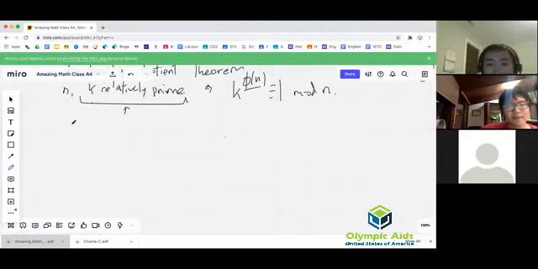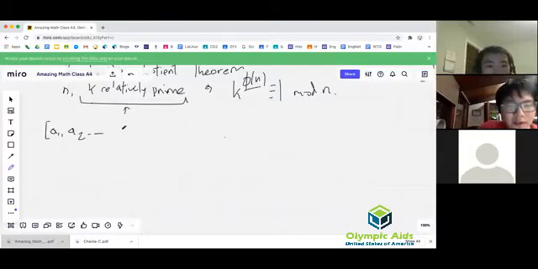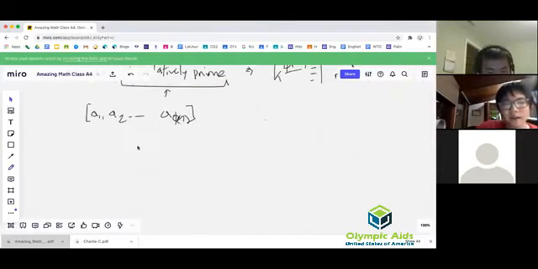If we consider the set of everything that's relatively prime to n, so a1, a2, dot dot dot, there are obviously totient n numbers less than n that are relatively prime to n. So you'll have totient n numbers here, and we're going to multiply them all by k. So you get k a1, k a2, and so on.